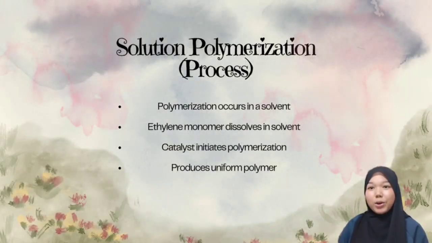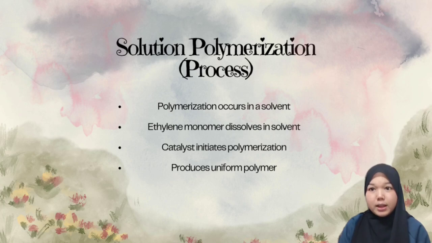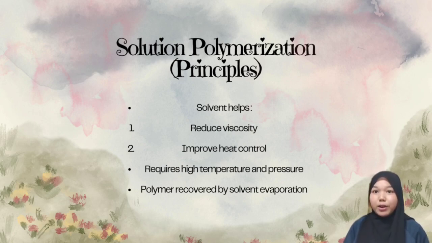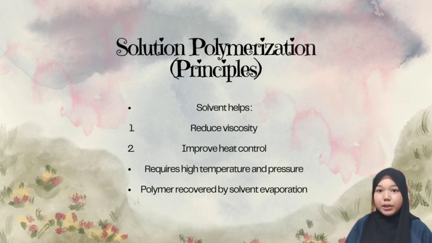The next method is solution polymerization. In solution polymerization, ethylene monomers are dissolved in a suitable solvent. The polymerization reaction takes place in this solvent using a catalytic process. The presence of the solvent helps to reduce the viscosity of the reaction mixture and improve heat control. However, the process requires high temperature and high pressure. After polymerization, the solvent must be removed to recover the polyethylene.